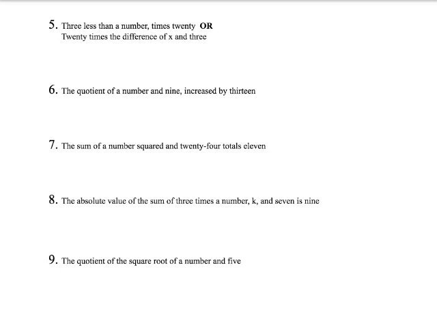Okay, let's look at number 6. The quotient of a number and 9. Quotient means divide. Remember, the and tells you the two things you're dividing. So the quotient of a number and 9. All right, there is that comma, so it's a good idea to go ahead and put that in parentheses. Increased by 13. So plus, because we're increasing something, 13.